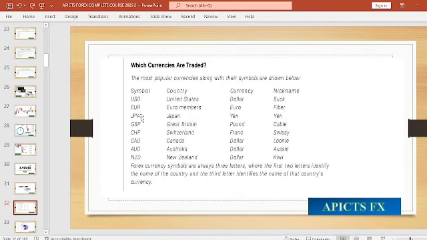Then we have JPY, Japanese yen. Then GBP, the Great British Pound. Then CHF, the Swiss franc. Then CAD, Canadian dollar. We have the AUD, Australian dollar, and the New Zealand dollar, and then they all have their nicknames: the buck, the fiber, the yen, the cable, the Swissy, the Aussie. I like this Aussie.